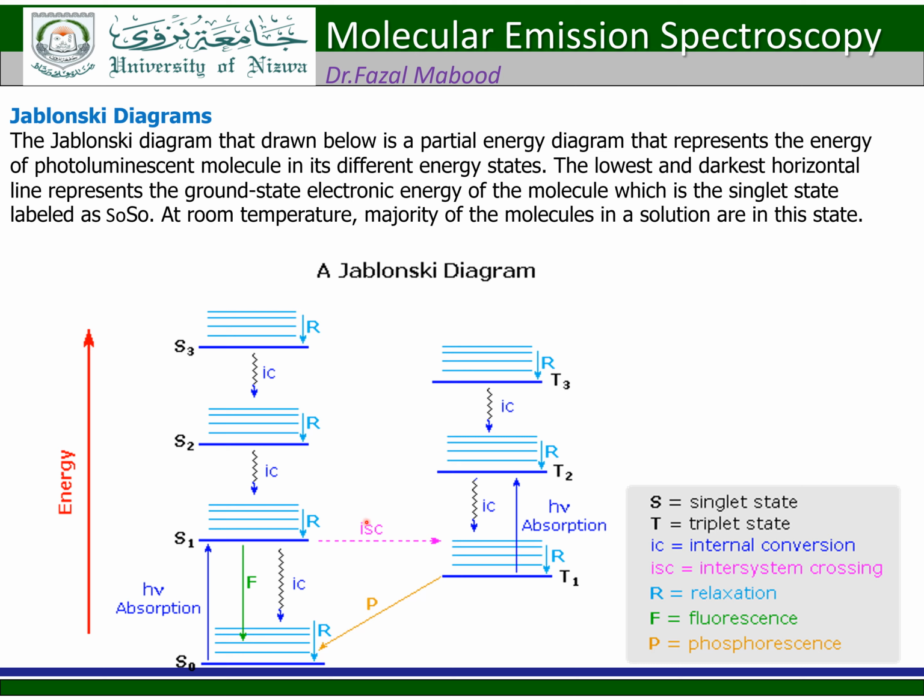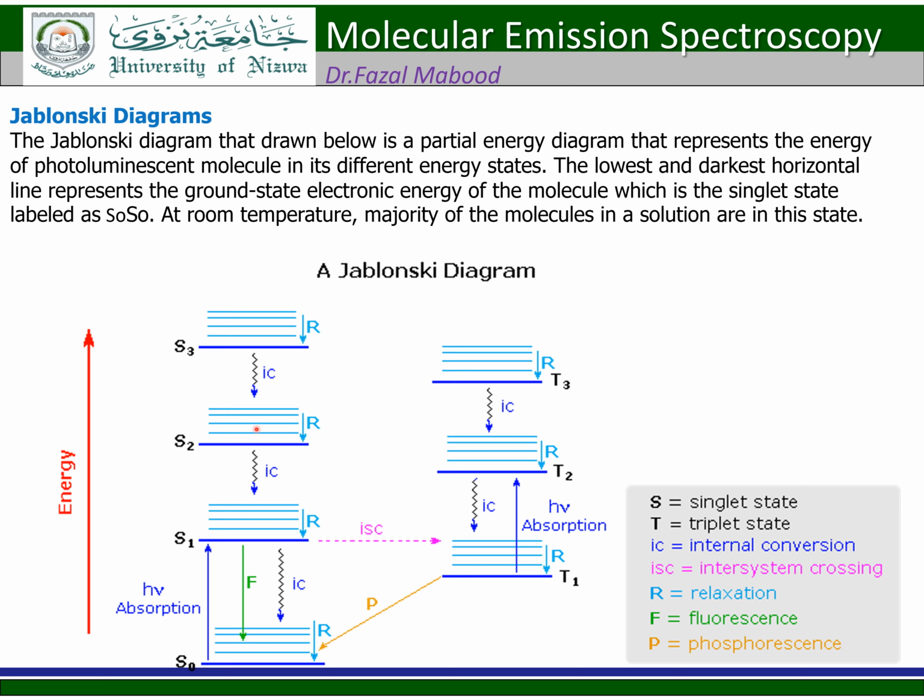What is meant by intersystem crossing? Here you see the electron is in the singlet form, and when the spin multiplicity is changed to the triplet, we call it intersystem crossing. And when the electron de-excites from the triplet excited state to the ground state, we get light energy, and it is called phosphorescence. But when the de-excitation is from singlet S1 to the ground state S0, the light energy is called fluorescence.